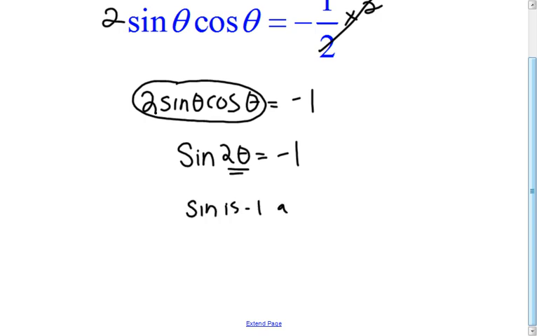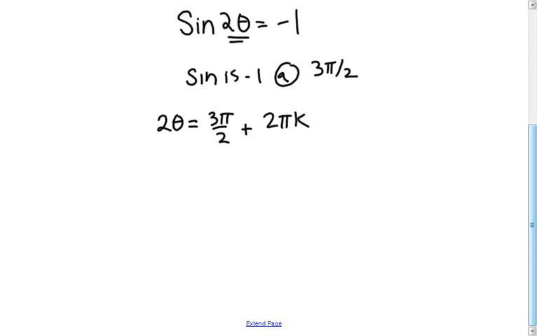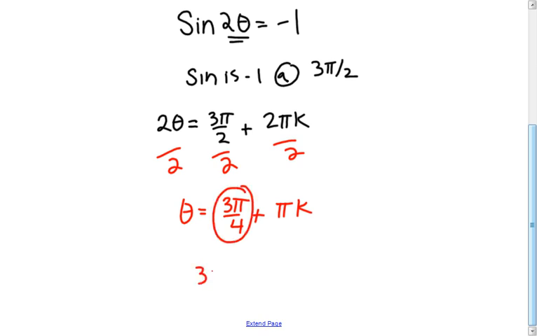Sine is negative 1 on your unit circle, down at the bottom at 3 pi over 2. Okay, so then I'm going to go 2 theta equals 3 pi over 2. This is sine, and sine's normal repeat is 2 pi, so I'm going to go 2 pi k. I will divide everything through by 2, and I will have theta equals 3 pi over 4 plus pi k. Okay, so my first answer is right here, which is 3 pi over 4.